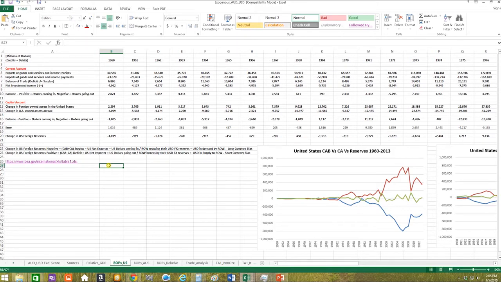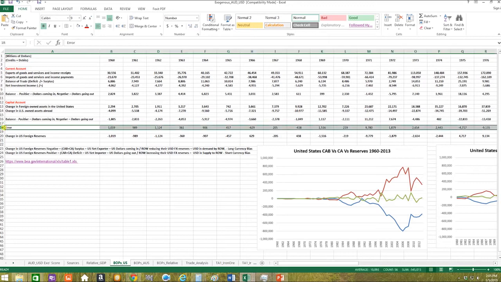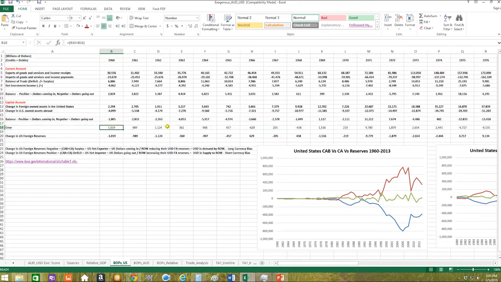So we're starting in the United States, and what we've got is the current account and the capital account, and both of them have a balance. In theory, these two should actually equal 0. But you can see here on row 18 that every year there seems to be an error. They don't actually equal each other. They don't net each other off.